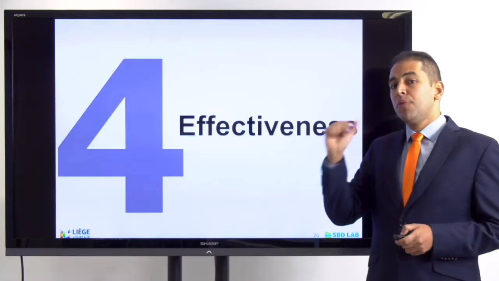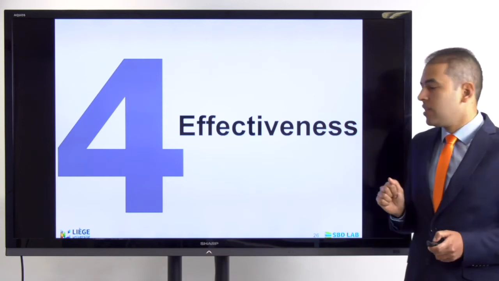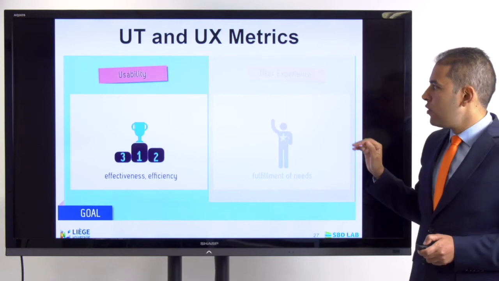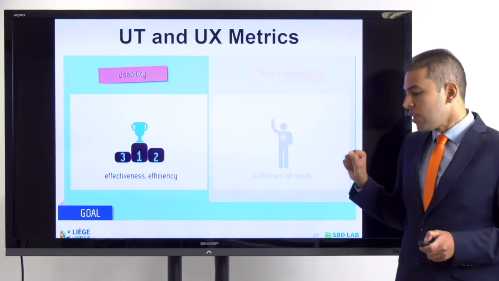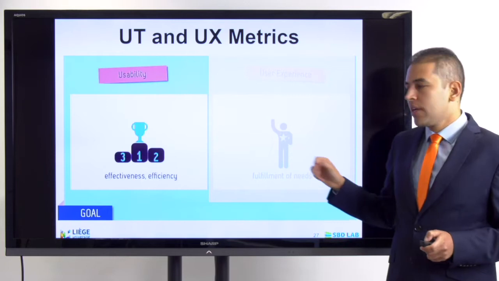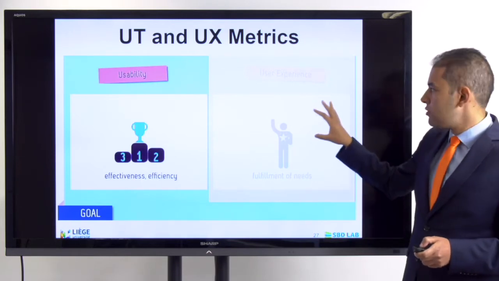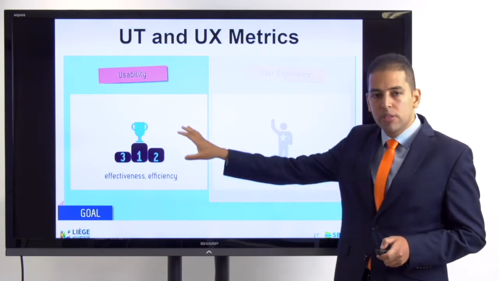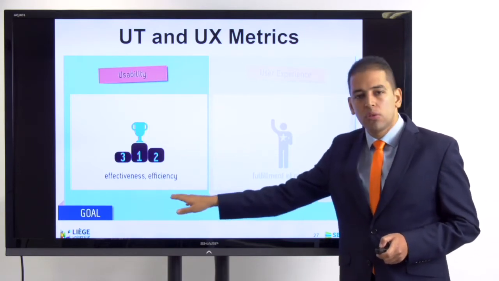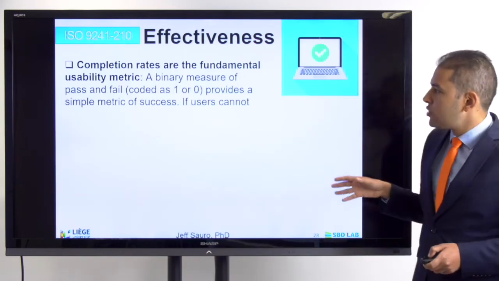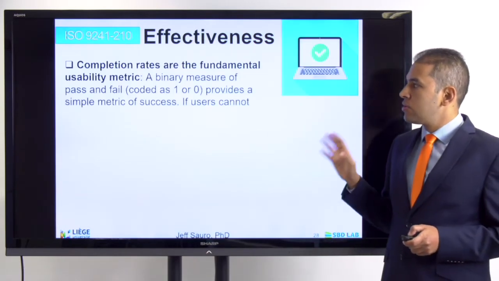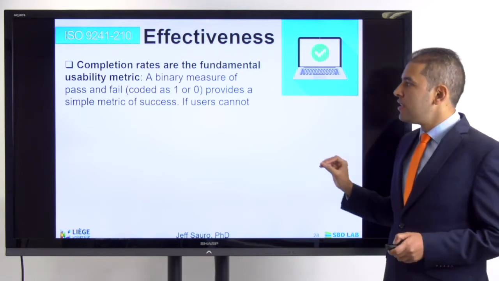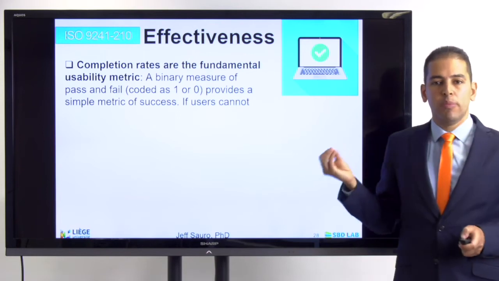Now let's talk about the first metric that the usability testing is looking at: effectiveness. As I mentioned earlier, our ISO standard is focusing on three metrics, but two types of categories. One is the user experience, which we call the satisfaction, and two metrics on usability. One is called effectiveness and one is called efficiency. So when it comes to effectiveness, according to ISO 9241, we are talking here about a simple metric. It is the completion rate, which is fundamental in usability testing.